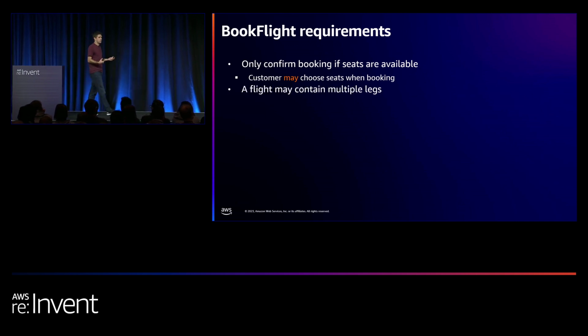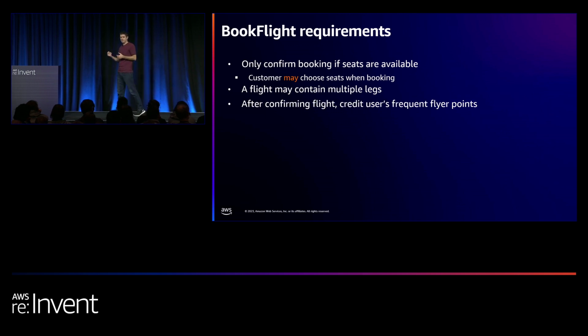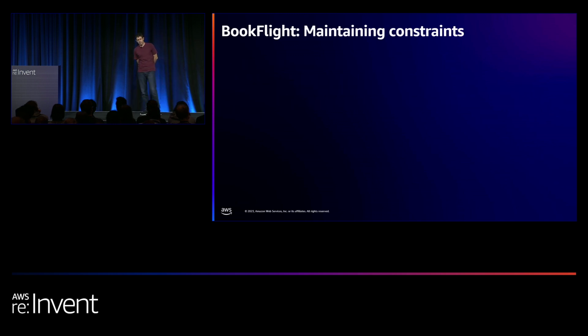Also, a flight can contain multiple legs, as we've seen, and we want that as an all or nothing type of operation. I don't want that flight from Denver to Las Vegas if I can't get from Omaha to Denver. And then after confirming that flight, we might need to do certain things, right? Like credit their frequent flyer points or do other types of operations. So those are the high-level requirements here. Let's talk about maintaining constraints first, and then we'll talk about these harder flows that we're working with here. So maintaining constraints.